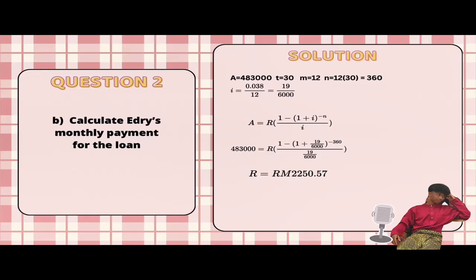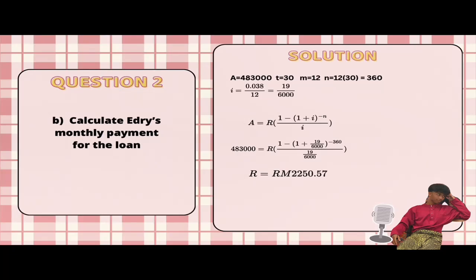Let's move to the next question. Now we go to question B. Calculate Adri's monthly payment for the loan. We will use the present value to calculate the monthly payment for the loan. The formula is A equals R times 1 minus (1 plus i) to the power negative n, over i. We substitute the numbers into the formula.